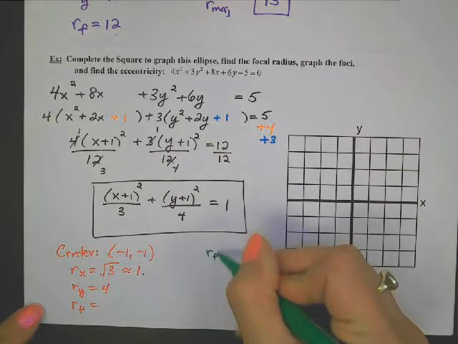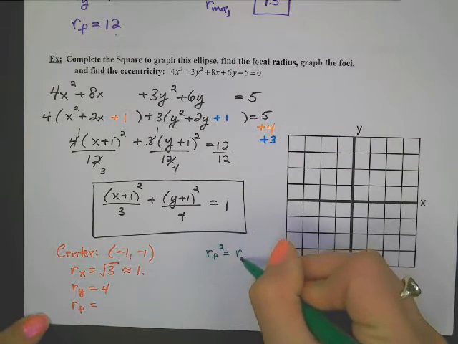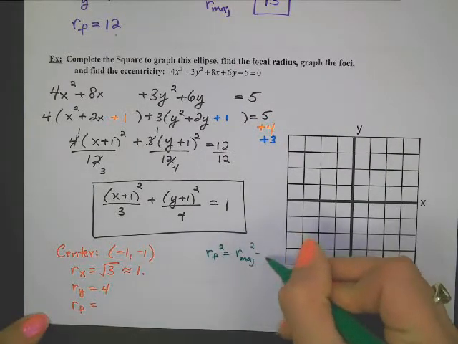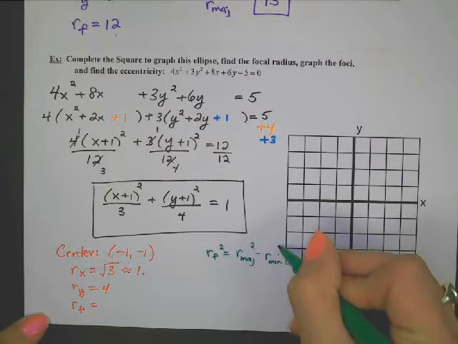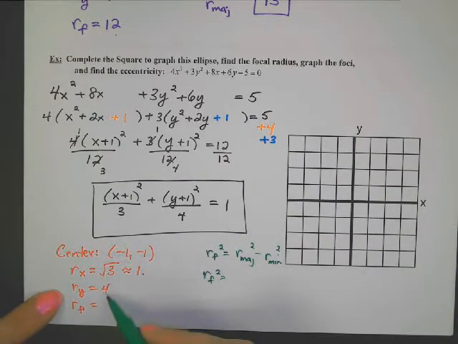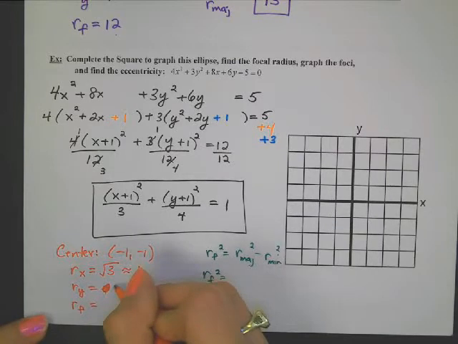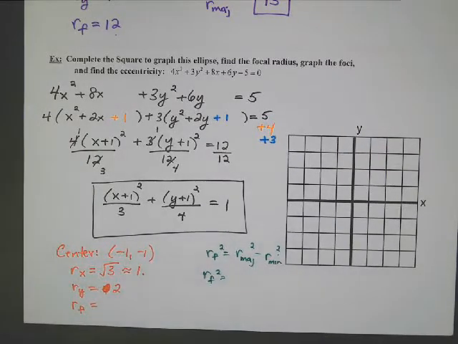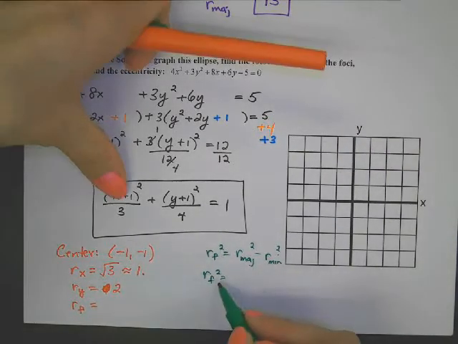So focal radius squared is the major one squared minus the minor one squared. So r sub f squared. So you can look here and square them. Oh, I made a mistake, didn't I? How come no one told me? This is supposed to be a 2. Thanks. Okay, r sub f squared.